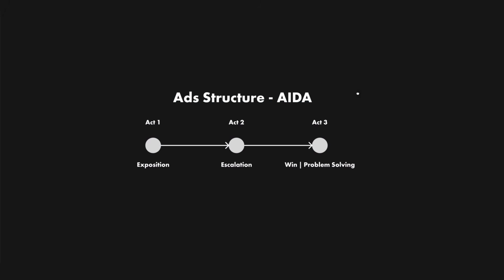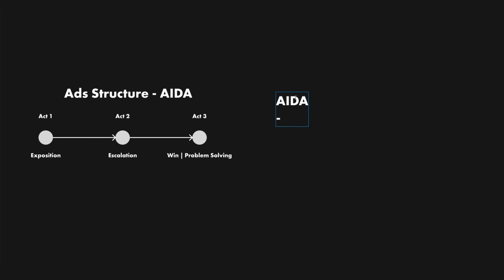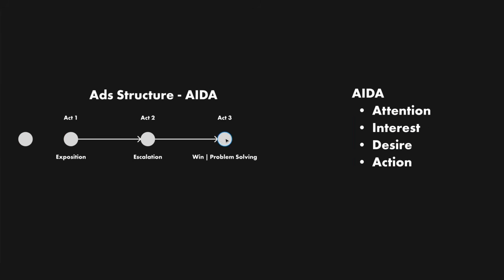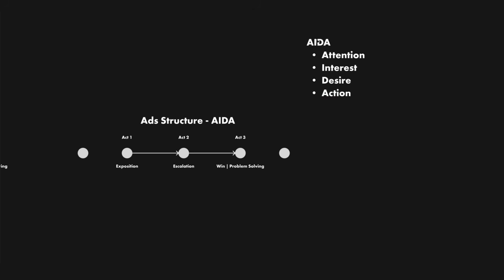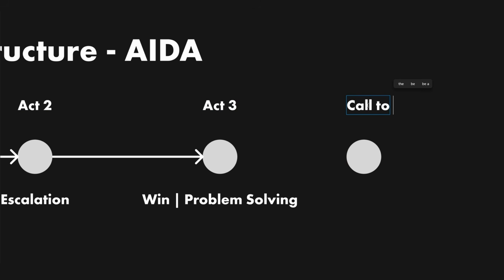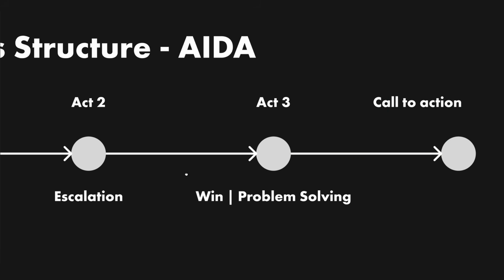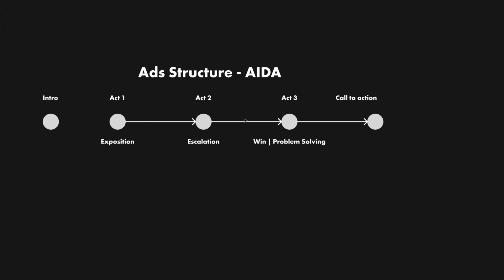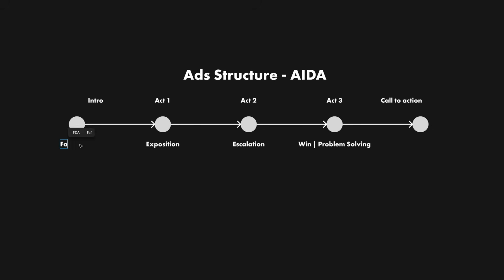The AIDA model works perfectly here. A. Attention. I. Interest. D. Desire. A. Action. Now, our internal story structure will also include an outro with a clear call to action and an intro, considering the importance of capturing attention in the first few seconds. We'll also apply this model within each of the 3 acts.